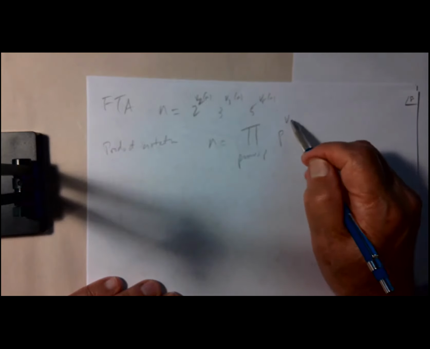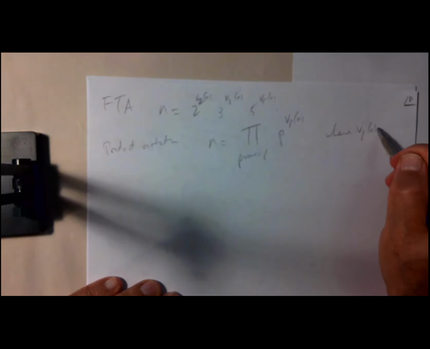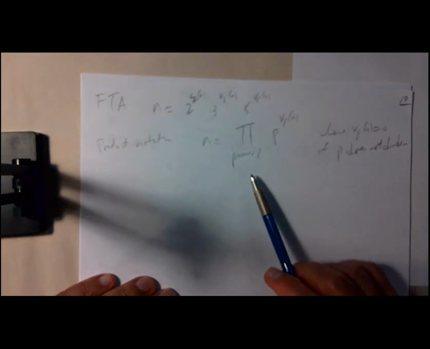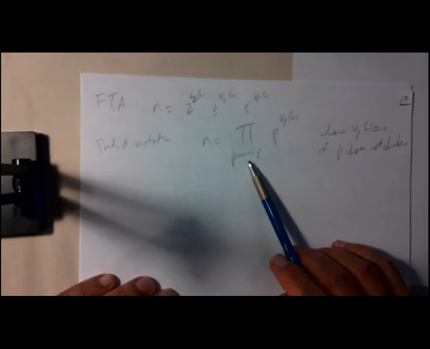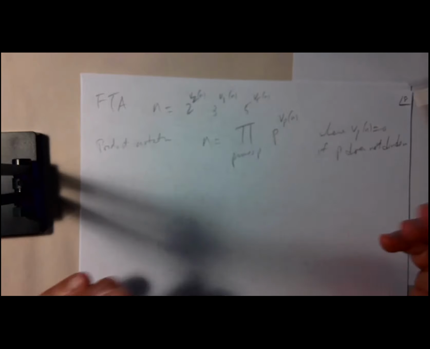the power P to V sub P of N, where V sub P of N is 0 if P does not divide N. I mean, this looks like an infinite product, but a positive integer is only divisible by finitely many primes. So from some point on, each of these exponents is 0, P to the 0 is 1. You're just multiplying by 1. So this apparent infinite product always does converge.